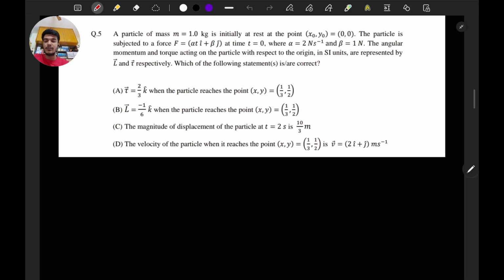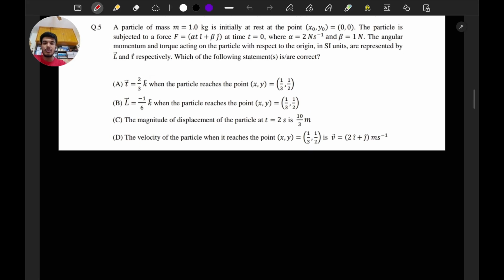Question 5 says: a particle of mass m equal to 1 kg is initially at rest at the point x naught, y naught, which is 0, 0. The particle is subjected to a force F equal to alpha t i cap plus beta j cap at time t equal to 0, where alpha equal to 2 Newton per second and beta equal to 1 Newton. The angular momentum and torque acting on the particle with respect to origin in SI units are represented by L vector and tau vector respectively. Which of the following statements are correct?